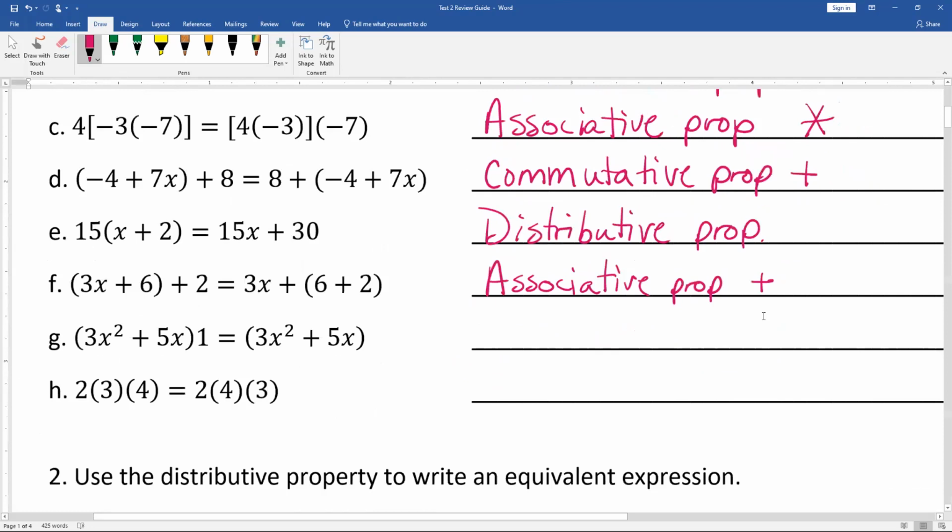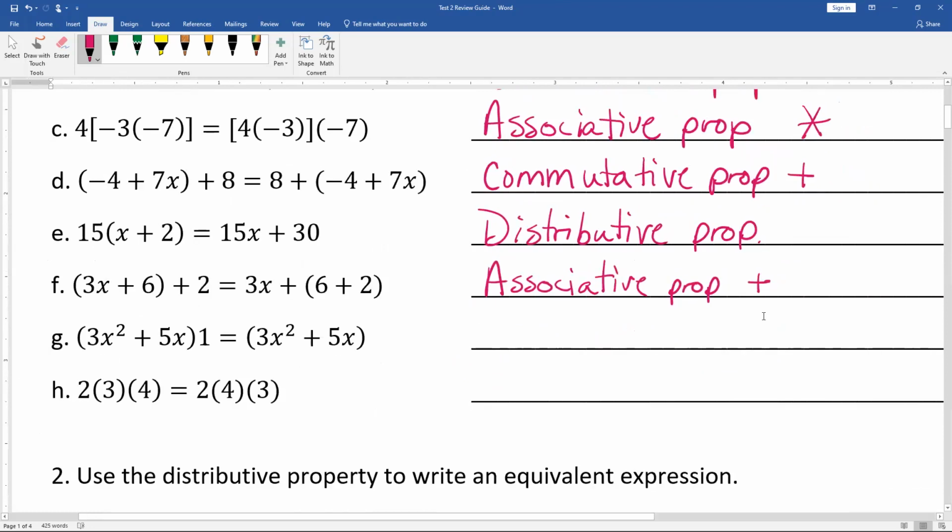What is it? I don't know. Identity, but which one? Well, there won't be any inverse on the test, but yeah. The inverse, we don't have anything like 9 plus -9 or any numbers times their reciprocals. All right, what about H?